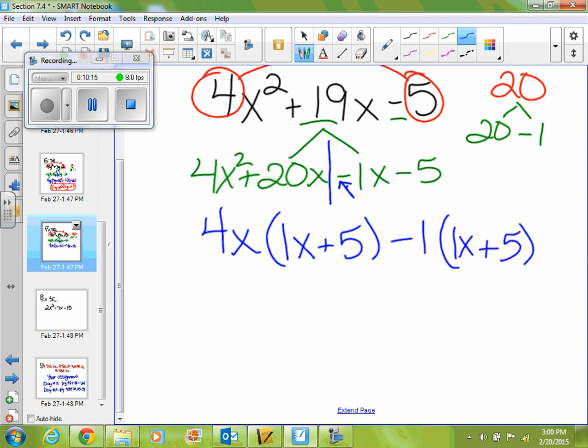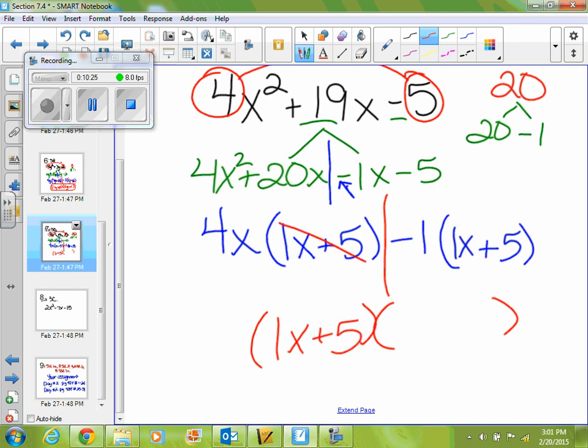1x plus 5. Alright, Kalani, finish this out for me. What's the same? 1x plus 5. So what's left over? 4x minus 1.